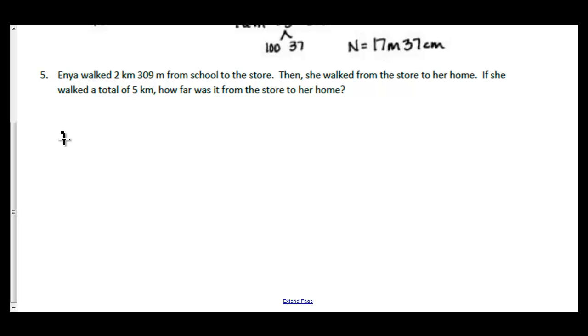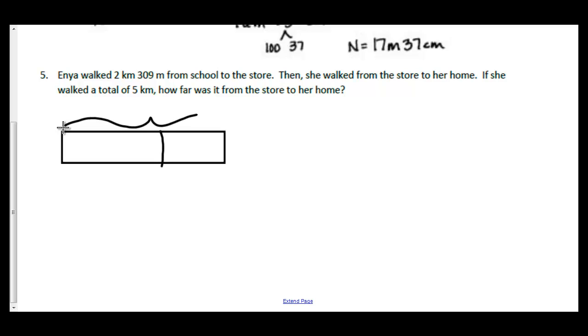Okay, so I'm going to begin by drawing a tape diagram. This is going to represent how far Enya walked altogether. Now, it says that she walked from the school to the store, and then she walked from the store home. So I've got two separate parts here. I do know how far she walked altogether because it says she walked a total of 5 kilometers. So here's my 5 kilometers, and I know that she walked 2 kilometers, 309 meters from the school to store, but I want to know how far she walked from store to home. So I'm just going to call this H. I could just call it a question mark. It means the same thing. It just means I'm trying to figure out this part.